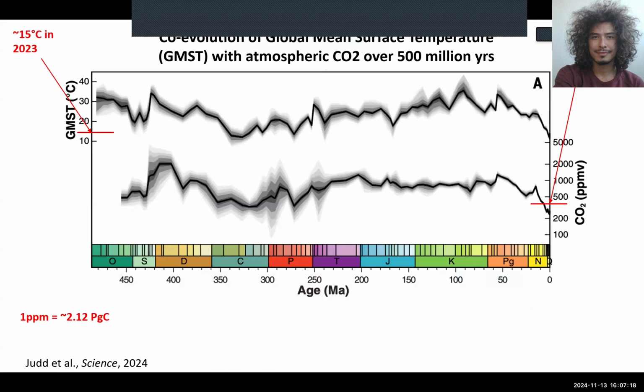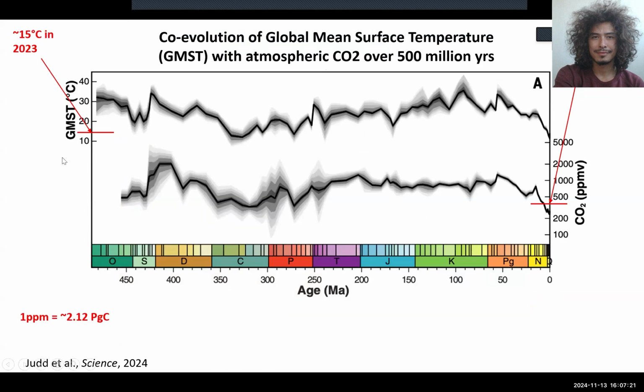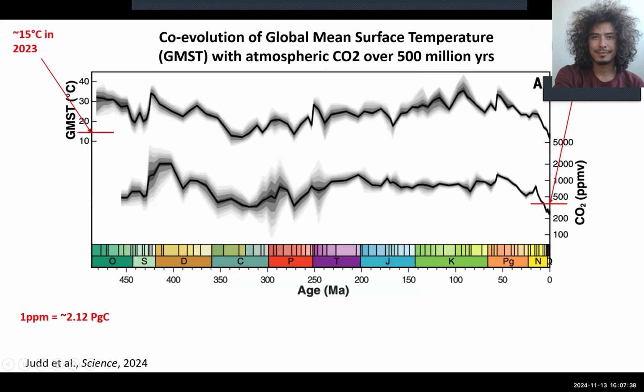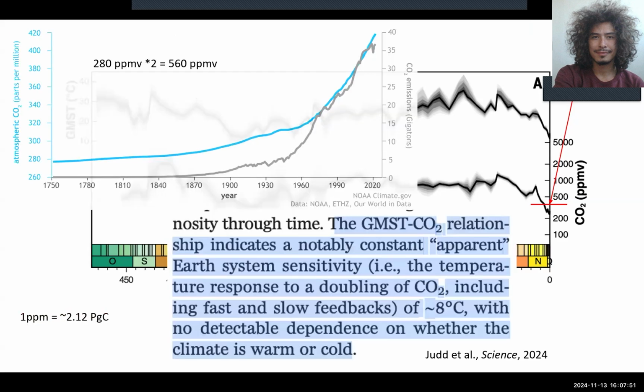So why is the carbon cycle important? This is just some background again. At the moment, the Earth's global mean surface temperature is about 15 degrees Celsius, with CO2 at about 420 parts per million. Over the last 500 million years, the Earth's temperature has oscillated largely in line with atmospheric CO2 concentration, which has been increasing since the Industrial Revolution from about 280 parts per million to today's roughly 420 parts per million.